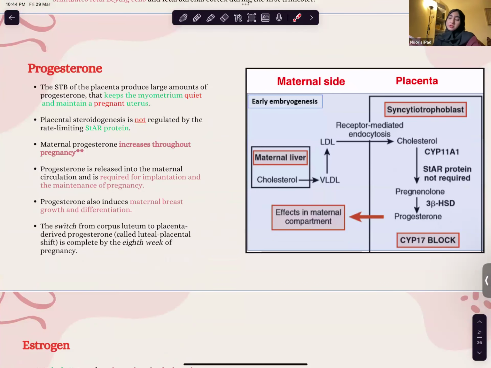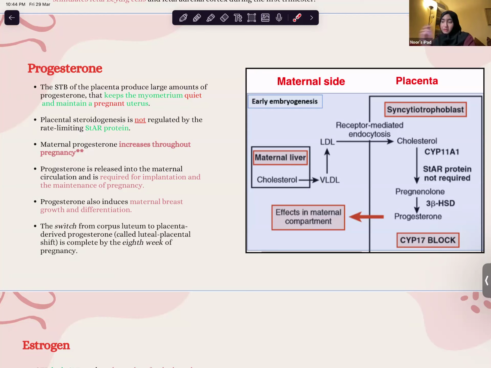Talking about progesterone. Progesterone is also a placental hormone, and the syncytial trophoblast of the placenta produces large amounts of progesterone that keeps the myometrium calm or quiet or relaxed and maintains a pregnant uterus. It's very important to maintain pregnancy.